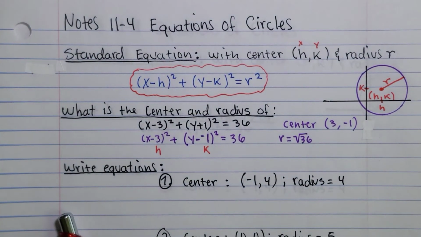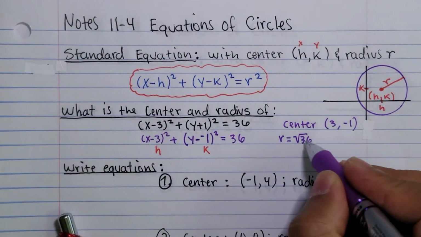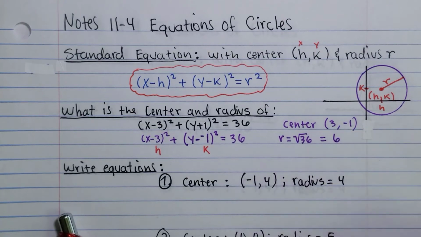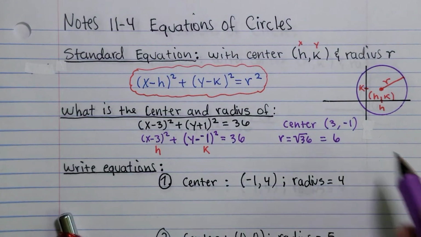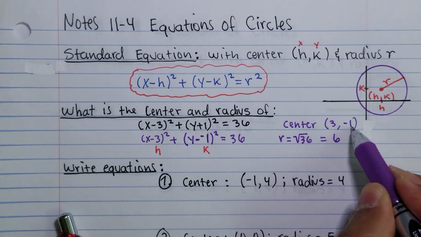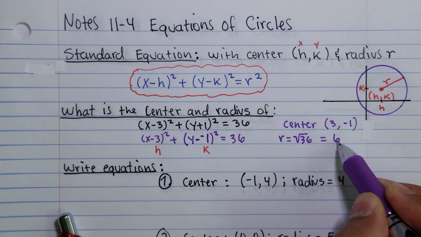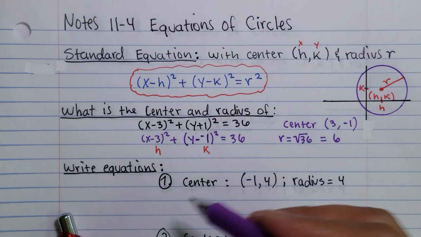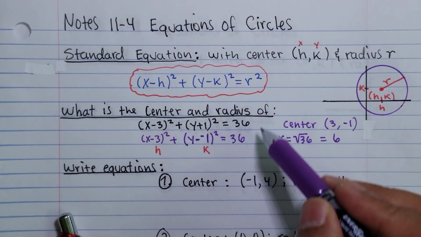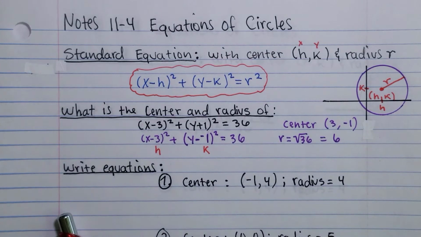Hold on, I'm sorry. To find the radius, you take the square root of 36, and we know that this is equal to 6. So the center of the circle has coordinates of 3 and negative 1, and the radius is positive 6. Okay, so that's how you find the coordinates of the center and the radius of a circle. All right, let's go on to the next example.